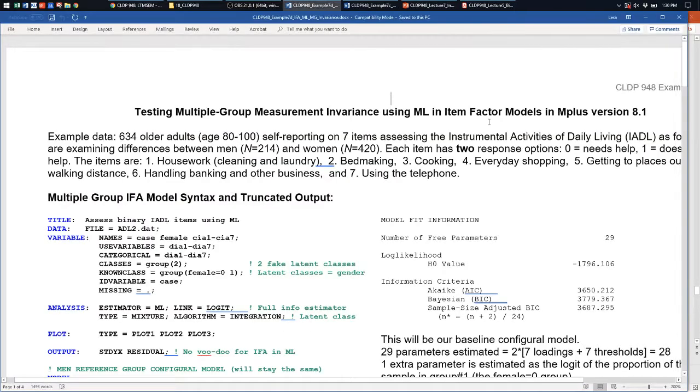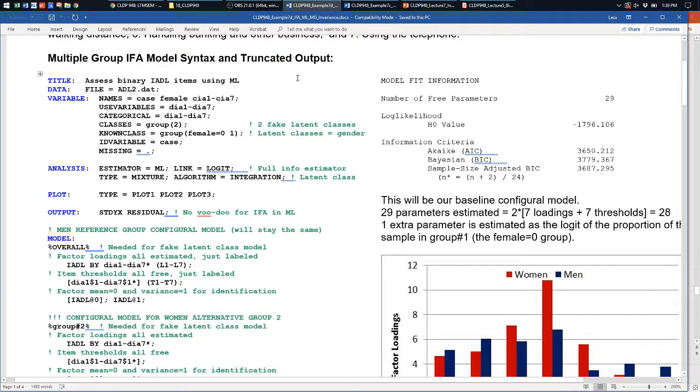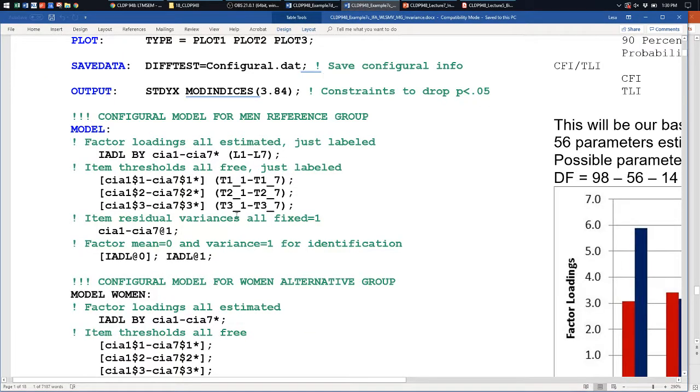In the world of IFA, regardless of how you've estimated it, you have thresholds. So for instance here, these are thresholds. In the world of IFA, if you're using WLSMV, you have residual variances fixed to 1. In the world of IFA, if you're using ML, you have no such thing as residual variances.